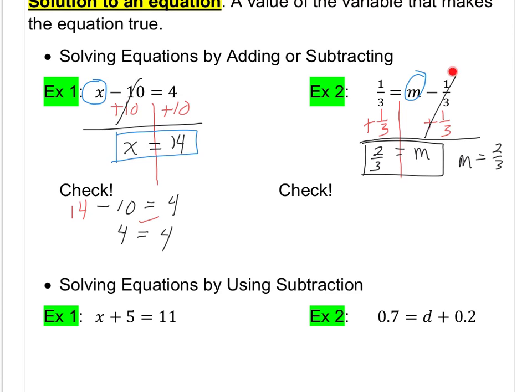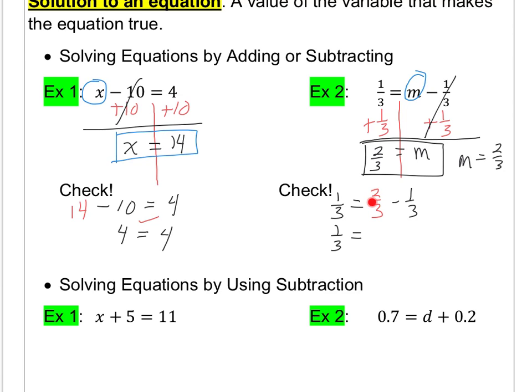So we're going to take the original equation here, exactly as it's written, and we're going to replace m with 2/3, our value. So for our check, I had 1/3 equals, instead of m, I'm putting in 2/3 and then minus 1/3. Work the left side of the equation separately from the right. We don't have anything to do on the left, so we have 1/3 equals.